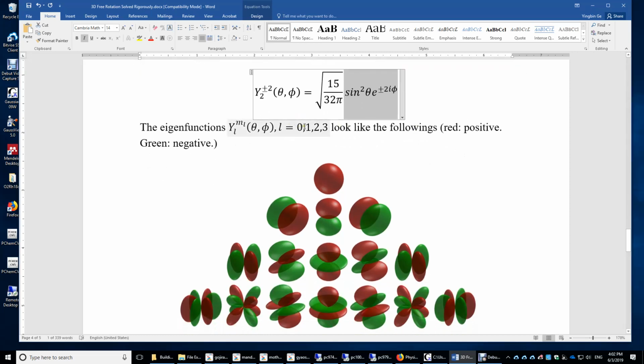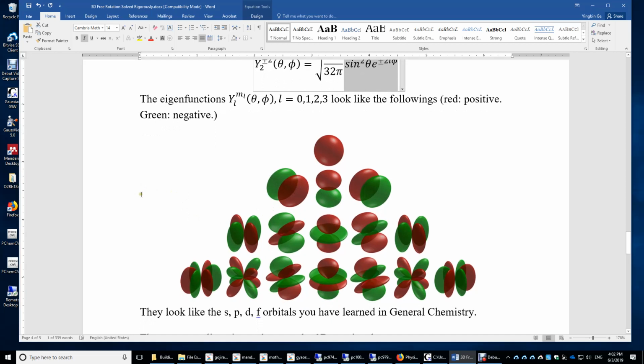When L equals 0, 1, 2, and 3, we'll see these kinds of shapes. When L equals 0, we see a spherical shape. It's just the s orbital. When L equals 1, m sub L can be negative 1, 0, and 1. And then we actually do linear combination for the three eigenfunctions when L equals 1. We get three different orbitals. They correspond to px, py, and pz.